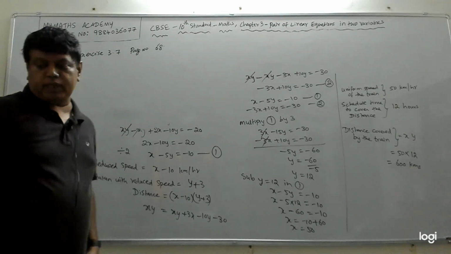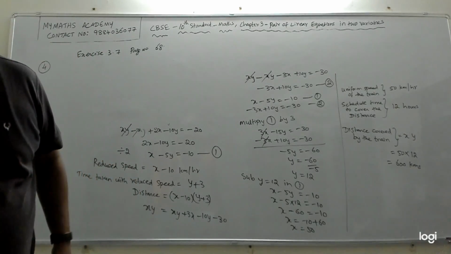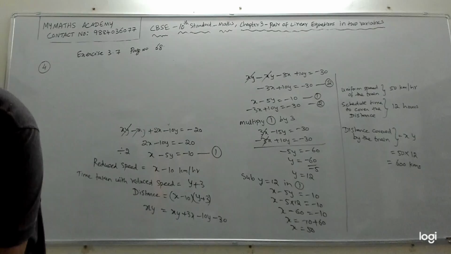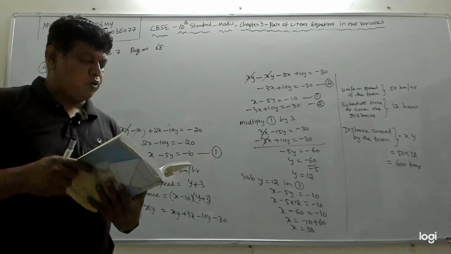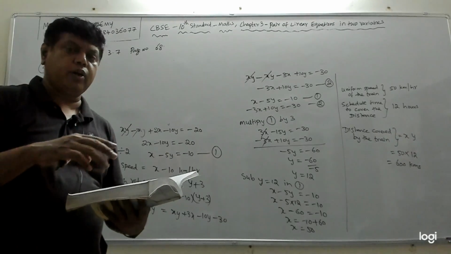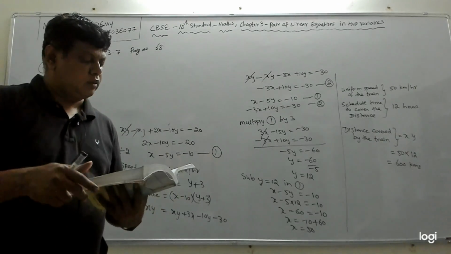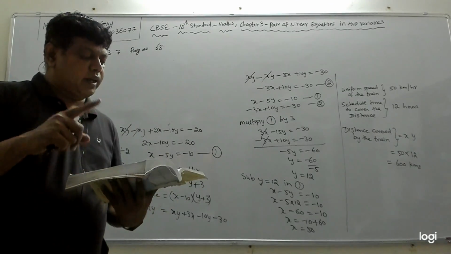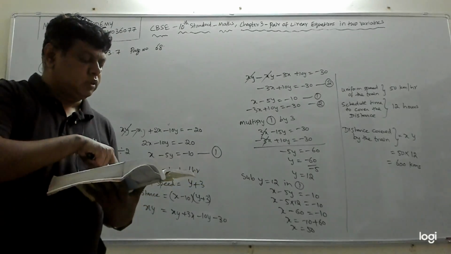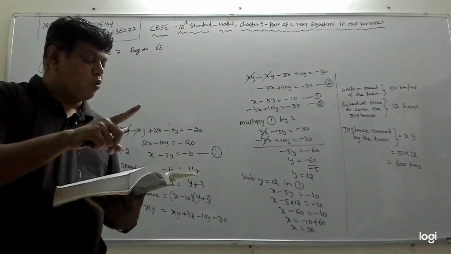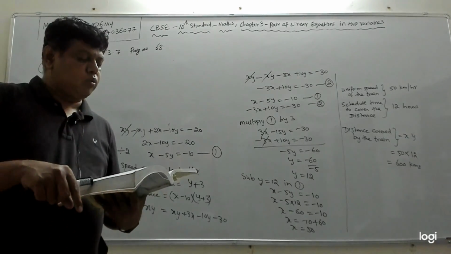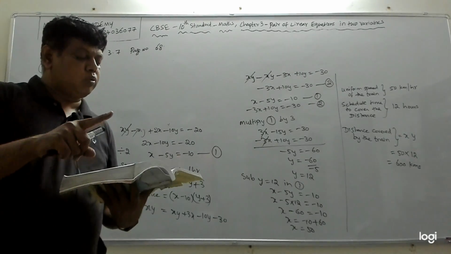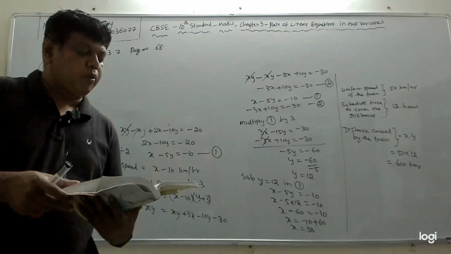So the fourth question says, the students of a class are made to stand in rows. So they are standing in different rows. If 3 students are extra in a row, there would be 1 row less. If 3 students are less in a row, there would be 2 rows more. Find the number of students in a class.